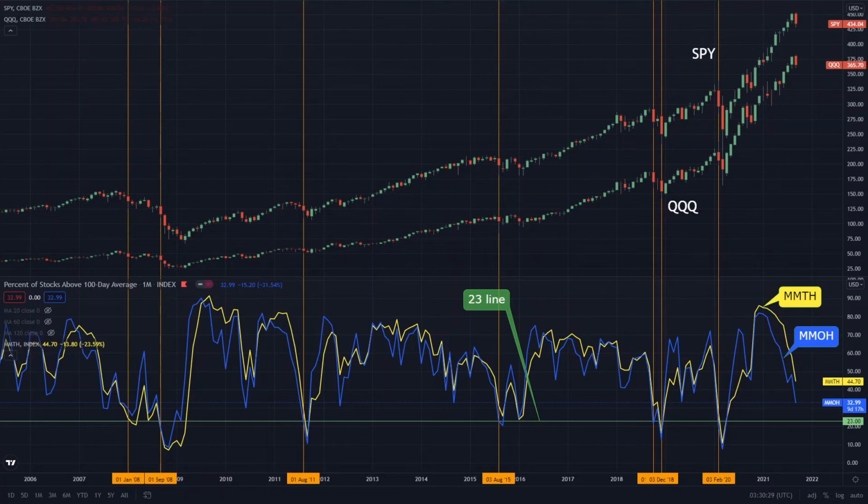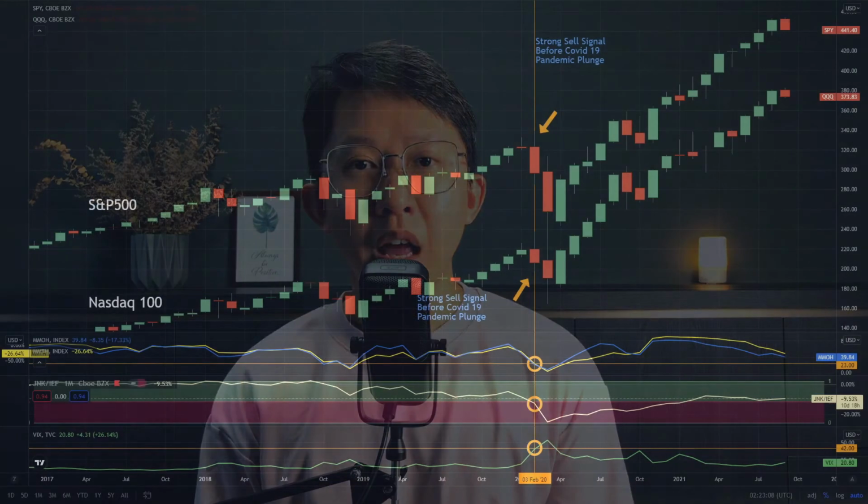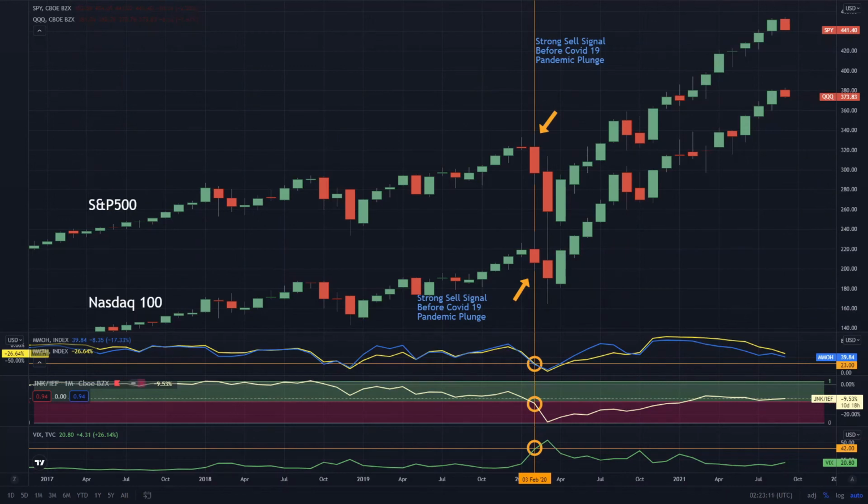If I put VIX, JNK over IEF, MMOH and MMTH into a single chart, it becomes very obvious. If all the 3 signals show bearish signs, that is VIX shooting above 42, JNK over IEF falling below 0.5, and MMOH and MMTH falling below 23, the probability of a market correction is high. If only 1 or 2 signals turn bearish, it might indicate a possible price drop, but the probability of a major correction is not as high.